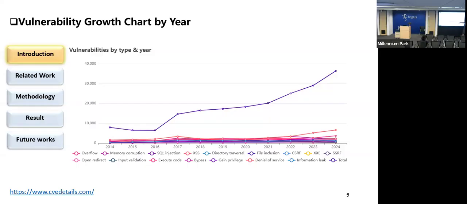In this diagram, you can see that there are different types of bugs: SQL injection, code execution, file inclusions, and the total of them is just going up. So it shows that every year we have several new bugs.